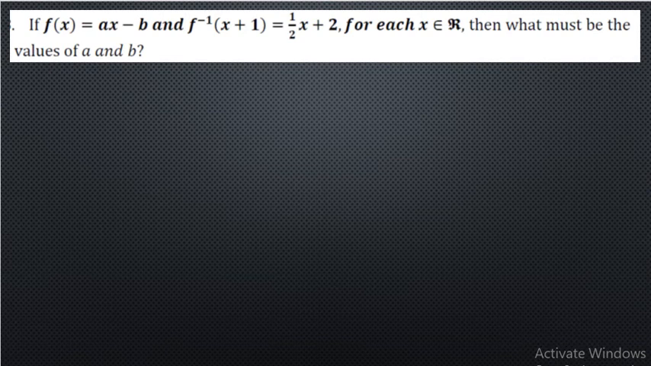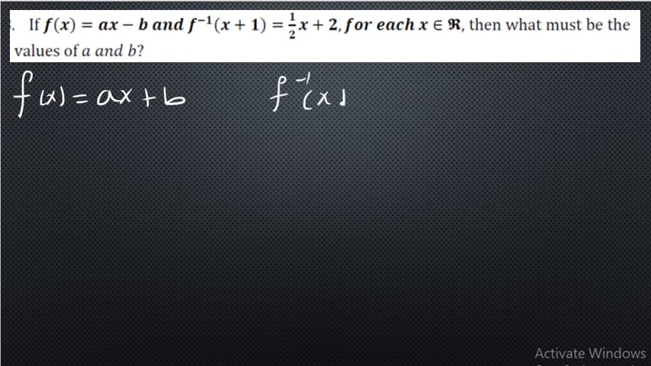The first question for today says f of x equals ax plus b, and f inverse of x is given. First, let's write f of x. F of x is equal to ax plus b. Then the other given condition: f inverse of x plus 1 is equal to half x plus 2. These two are given, and we are asked to find the value of a and the value of b.